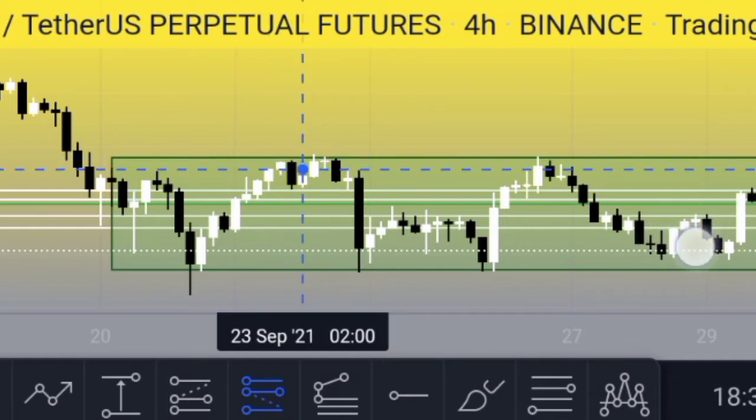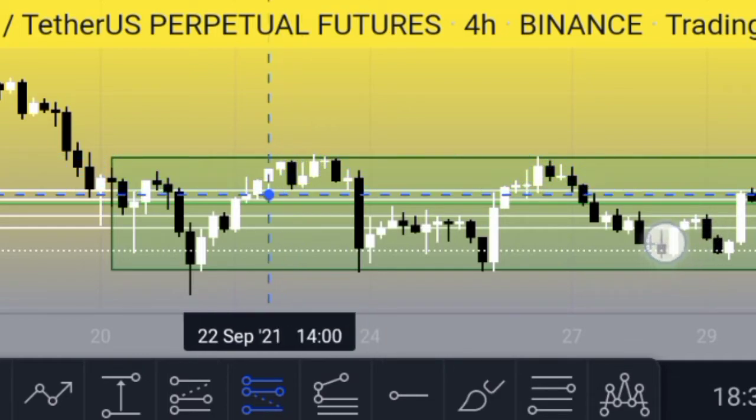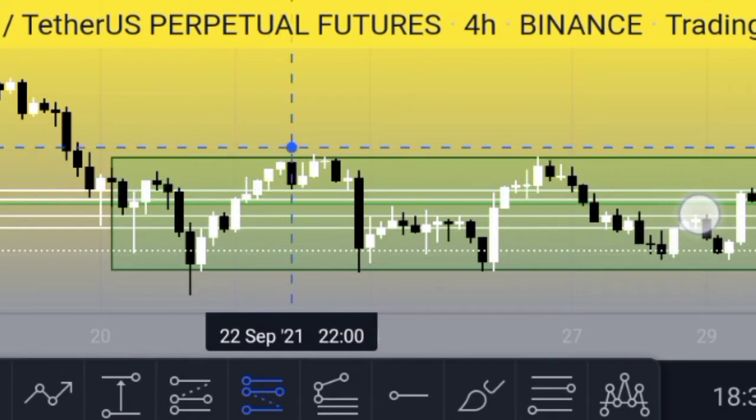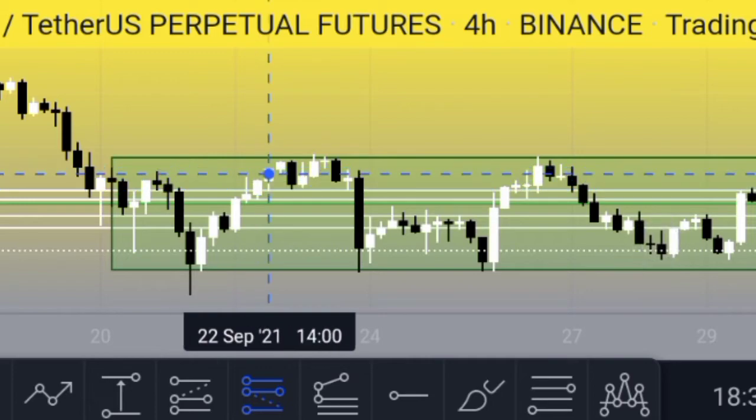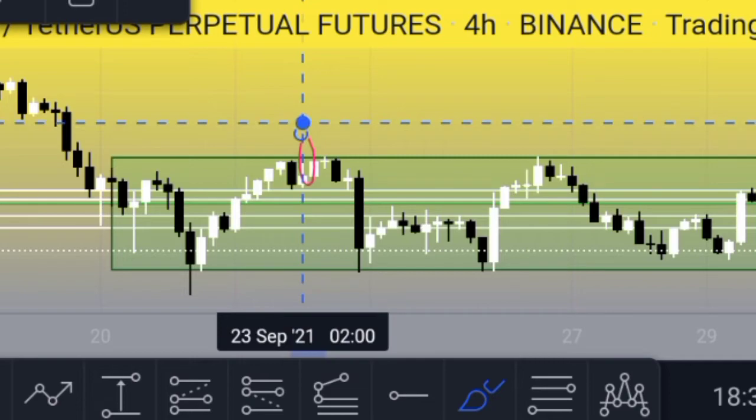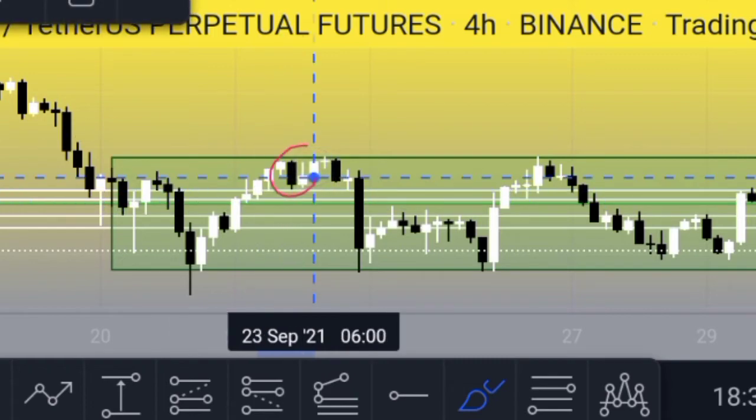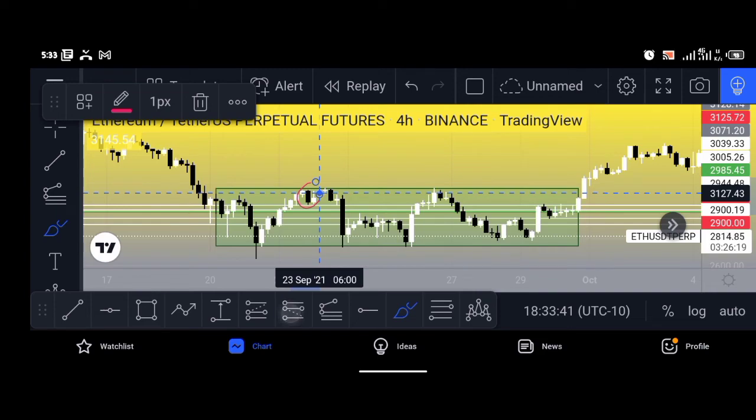This is the bullish engulfing. This is a bullish engulfing pattern, candlestick pattern. So after the formation of that candle, I will short the market.